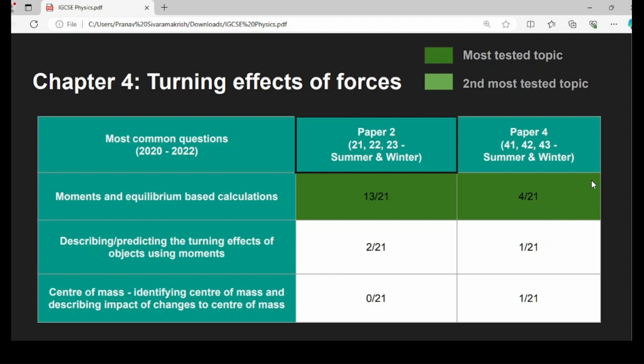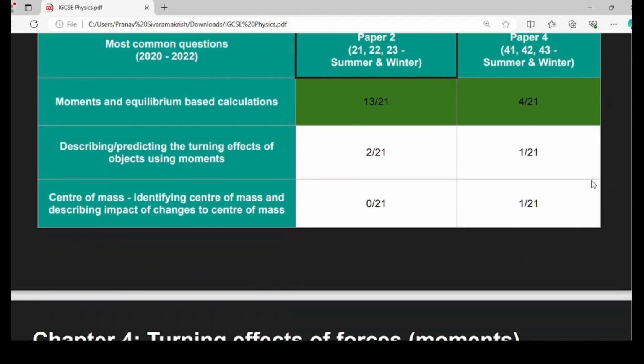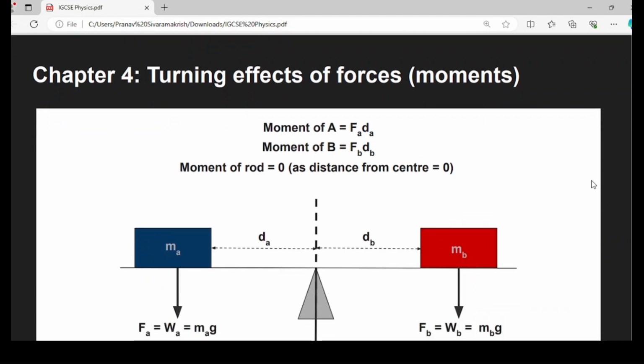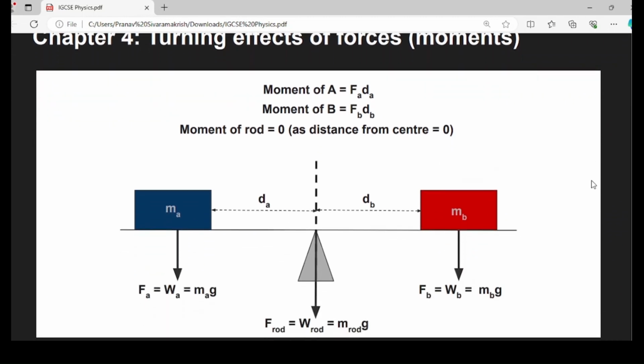But if you're looking at paper 4, then if you had to prioritize other topics and concepts, I would prioritize them over this particular chapter, because you don't find that many questions from this chapter in paper 4. So then we'll be looking at the moment and equilibrium calculations, and how we could do them well. Firstly, we'll be looking at what moments are. Essentially, the moment is the turning effect of a force. The clue is in the name of the chapter.